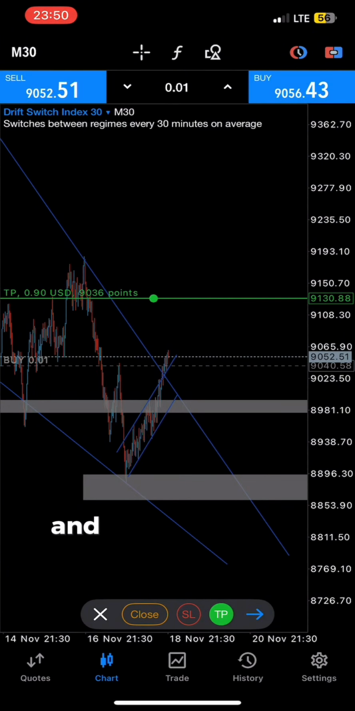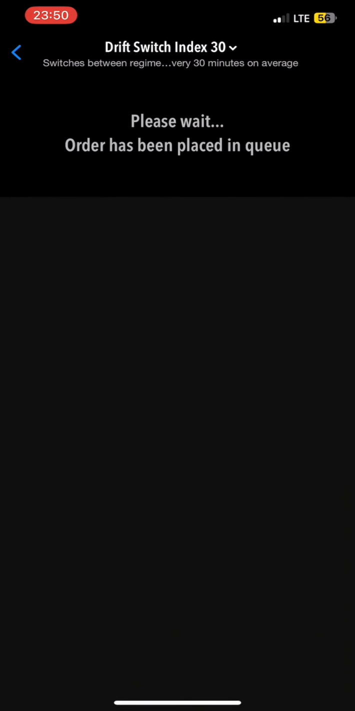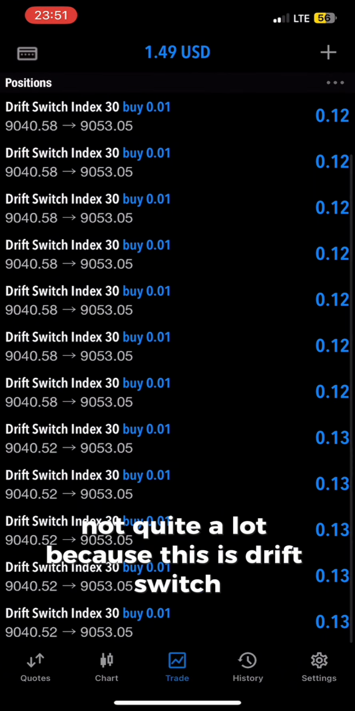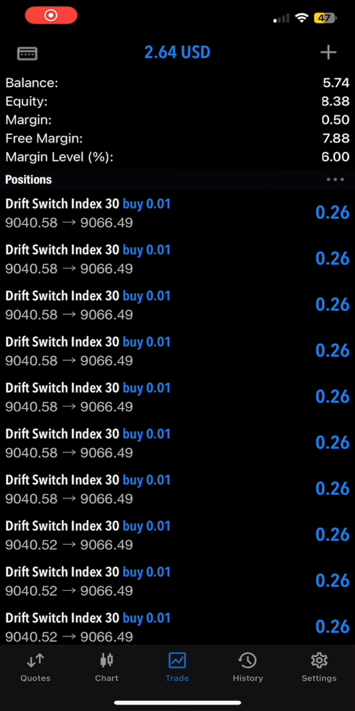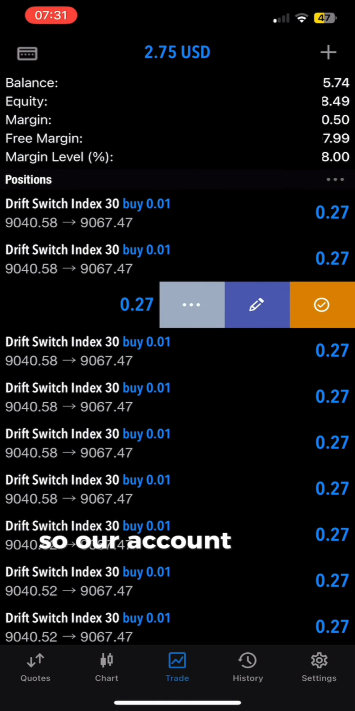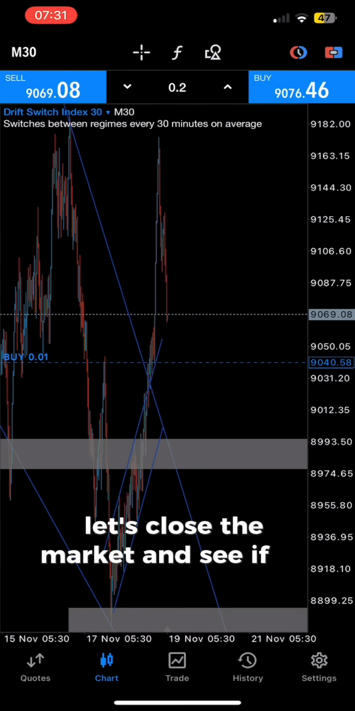And as you can see, the take profit is actually not quite a lot because this is Drift Switch. It is not that volatile. And then now we are in $2 profit. So our account is at $8. Let's close the market and see if we can collect.